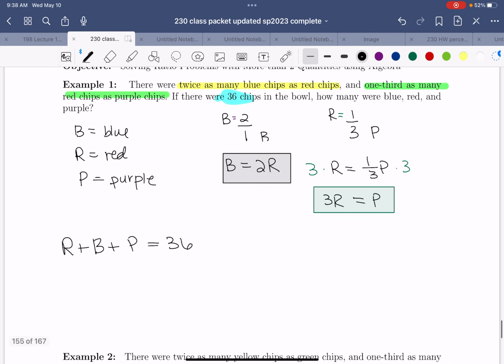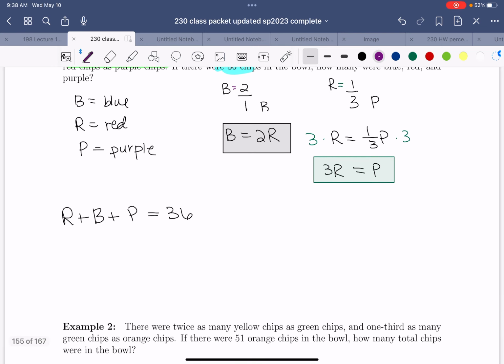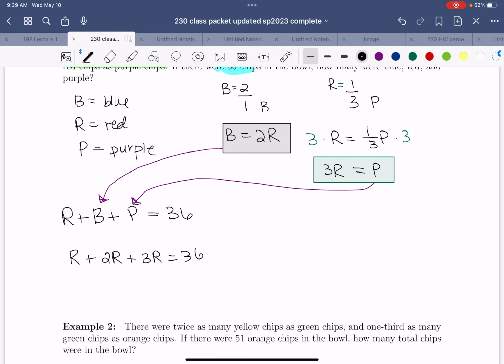Now I'm going to take these two smaller equations that I wrote and plug them in. I'm going to make B 2R and I'm going to make P 3R. So that gives me R plus, instead of B, 2R, and then substitute 3R in for your P, and that will give you 36. Now we can just solve this. Combine your like terms: R plus 2R plus 3R is 6R equals 36. Then divide both sides by 6 to get R by itself, and that tells me that R equals 6.